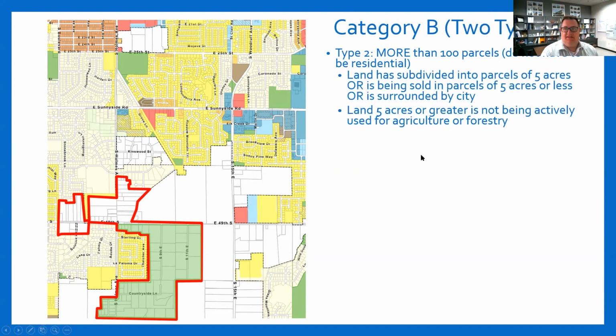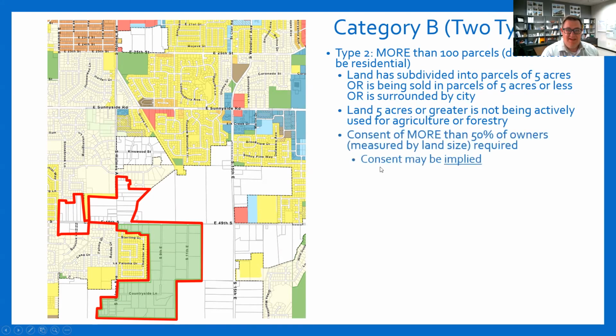Now, these concepts of 5 acres or less and forestry and ag, those all still apply, just like they did for type 1. The difference here is that for a category B annexation to take place, more than 50% of the owners in this area, measured by land, not by number of owners, are required to consent to annexation. And that can be done in a couple of ways. But in most cases, what we're talking about is implied consent.